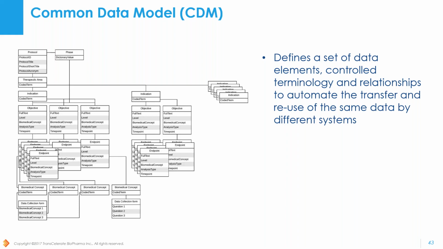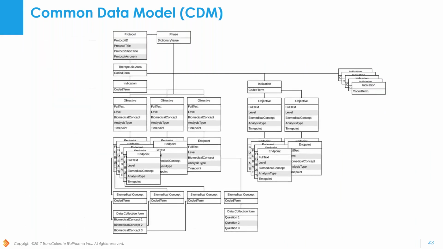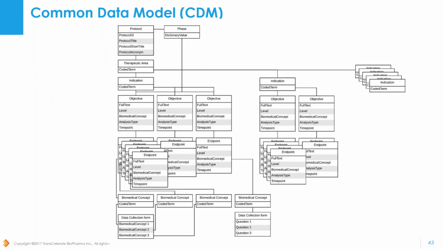Thanks, Bob. So to enable the automation and reuse of data by different systems, the study builder will rely on a core underlying structure that we call the Common Data Model. The Common Data Model is a set of data elements, controlled terminology to be used with those data elements, and relationships used across the data elements, which will enable the automation and reuse of data. Let's dive a bit deeper into the model and get a feel for what the data elements look like and how they relate to one another.